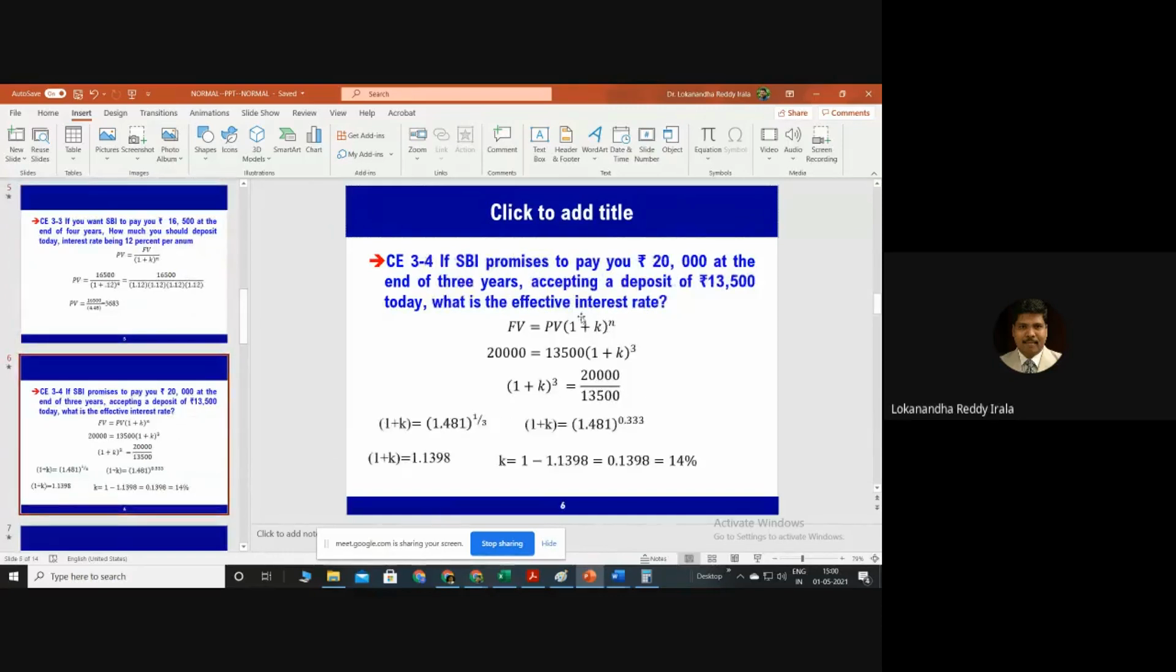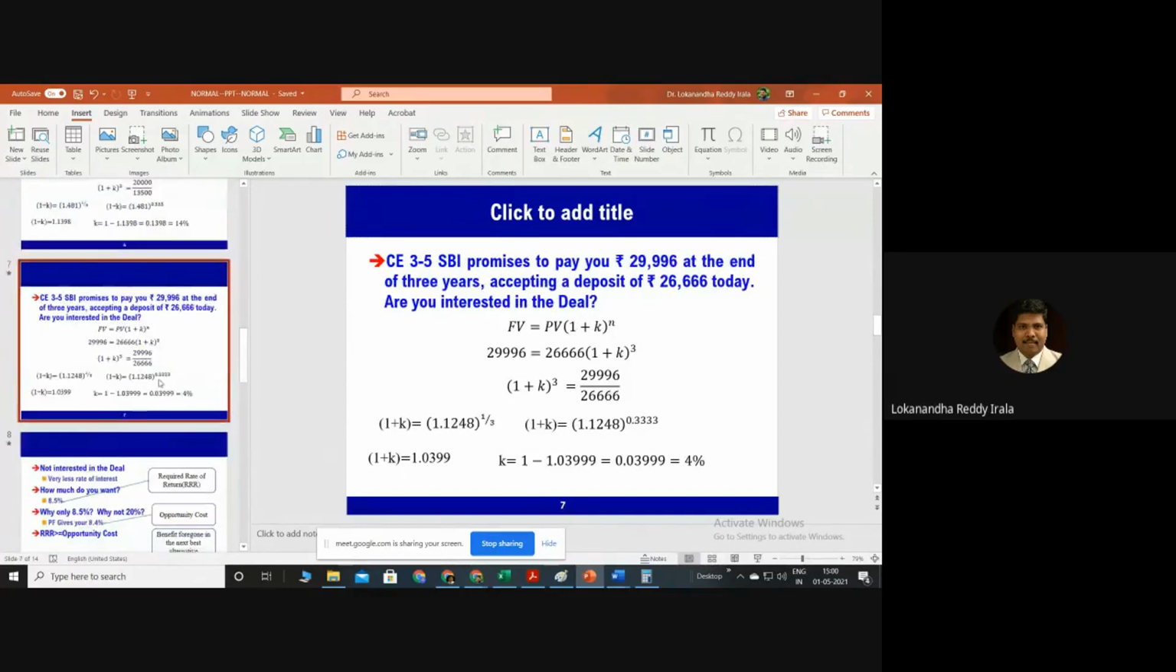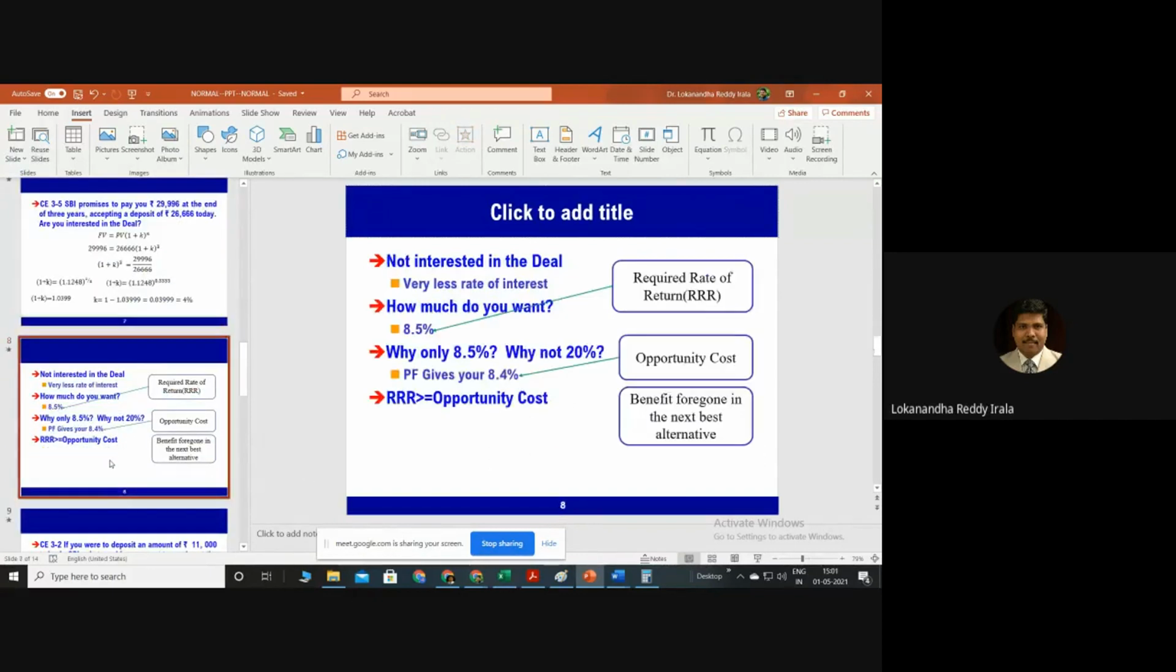Then, if I know the present value and future value, I can find out what is the effective rate. And once I know the effective rate, I'll be able to take a decision whether I should accept that project or not, investment or not, by comparing the effective rate with my required rate of return. That means if that effective rate is more than my required rate of return, I will accept that investment. If that effective rate is less than my required rate of return, I will not go with that investment.